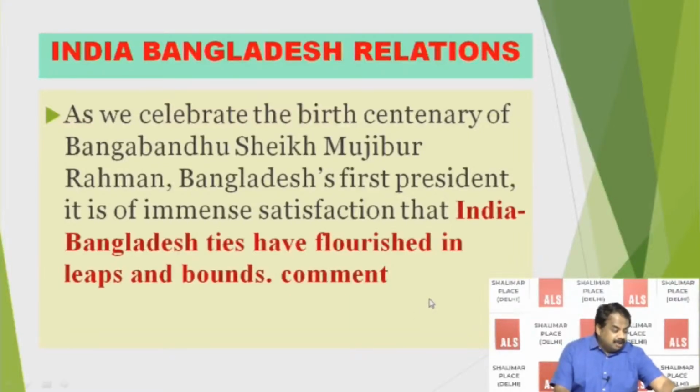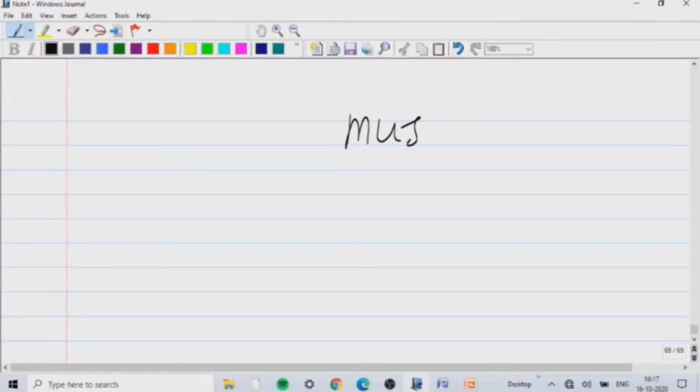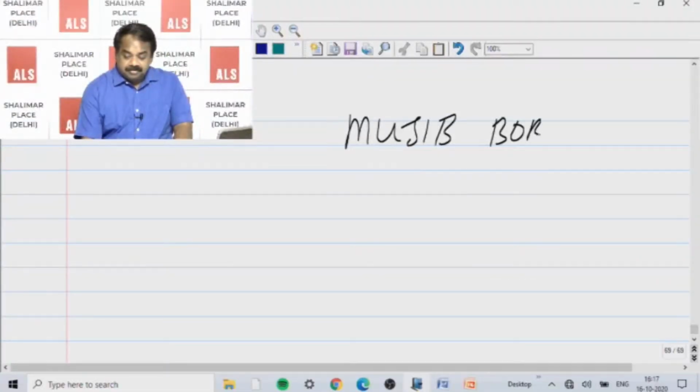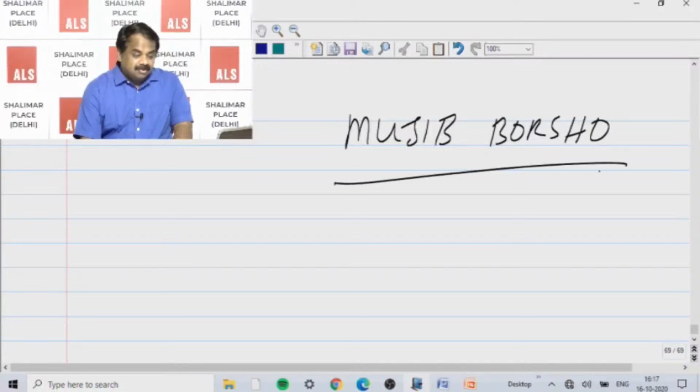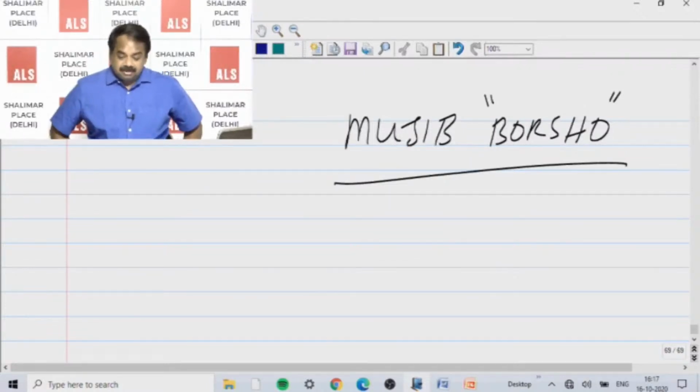So that is the background in which I am talking, because this year we are trying to celebrate Sheikh Mujibur Rahman's birth centenary in a big way in Bangladesh. It is declared as the Mujib Varsho. Varsho means year in Bangla. Mujib Varsho or Mujib year, because his daughter is the Prime Minister, an unquestioned leader there.